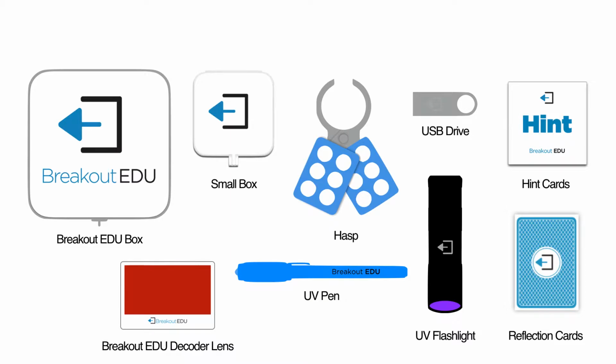You will need all the contents from a Breakout EDU kit, which is 2 boxes, large and small box, a hasp. You would need UV flashlight and UV pen, USB drive, hint cards, reflection cards, and either Breakout EDU decoder lens or hide and see app.